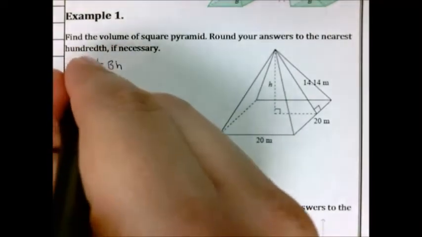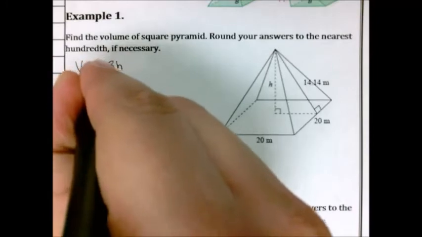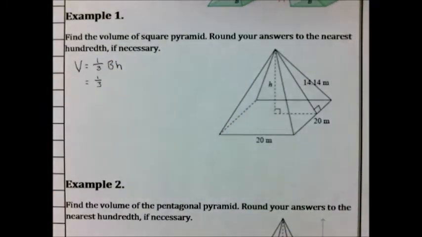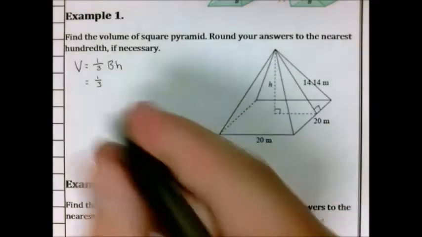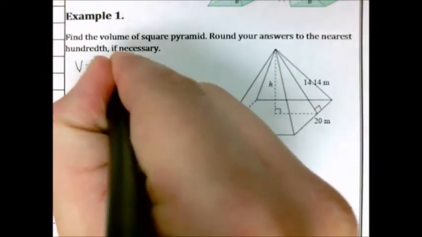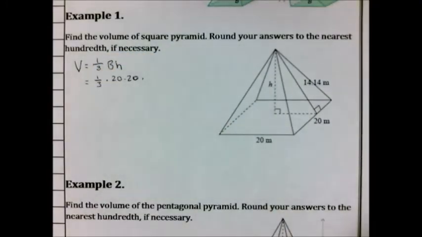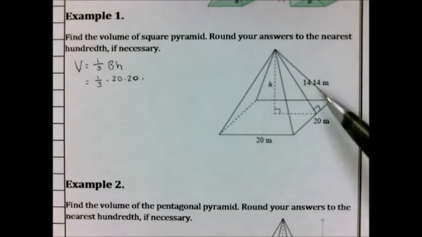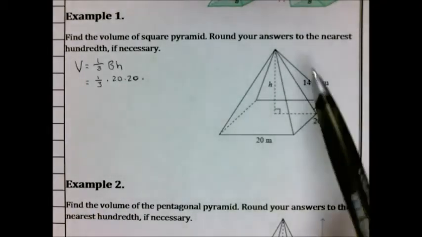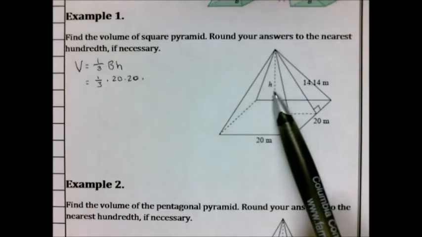So the volume is equal to 1/3 times the area of the base. Now the area of the base is pretty easy to figure out. It's just going to be 20 times 20. And then we're going to multiply it by the height. Now the height is interesting because we actually don't know the height. We're not using the slant height. Remember I said the height is the perpendicular distance between the base and the vertex. This is the slant height. We have to find what the height is.